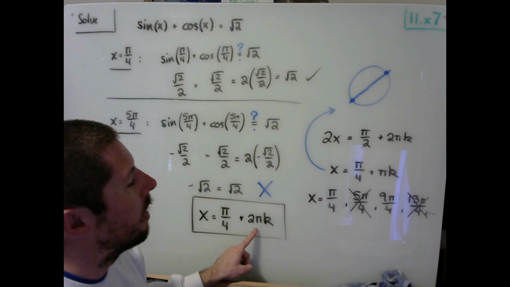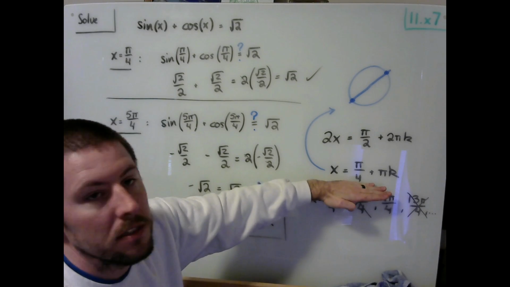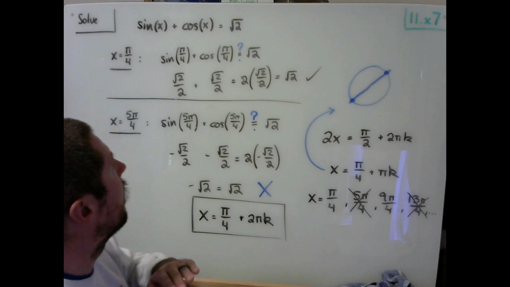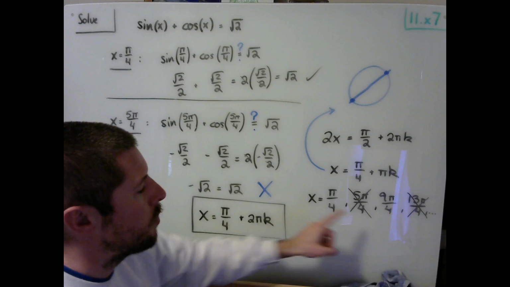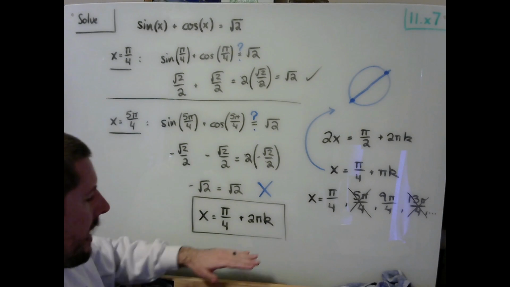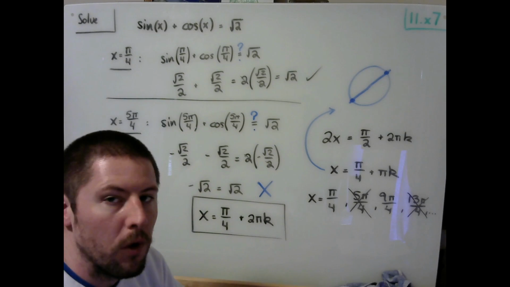So you should have solved to here first. But then our check for extraneous solutions removed half of all of them and landed at this as our new general form for our solution here.